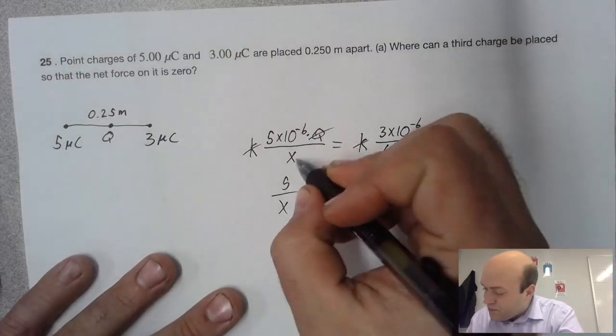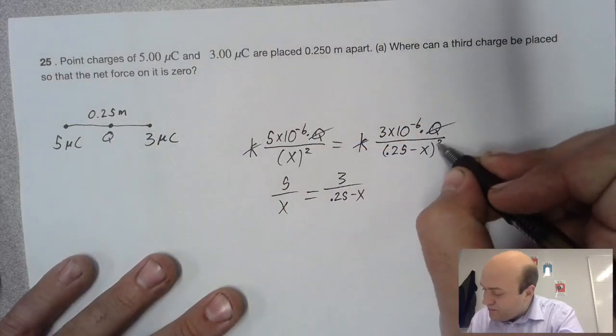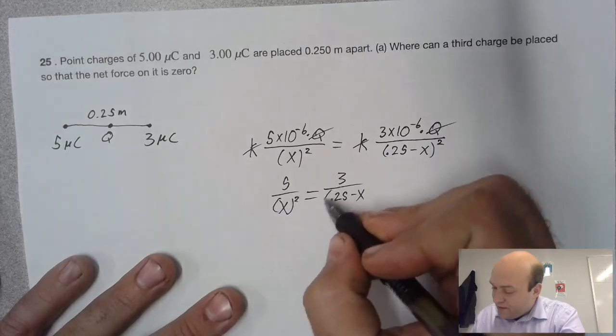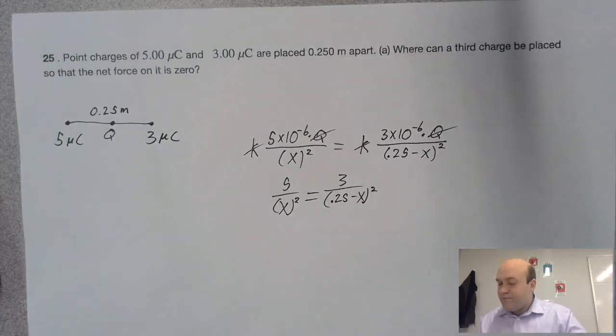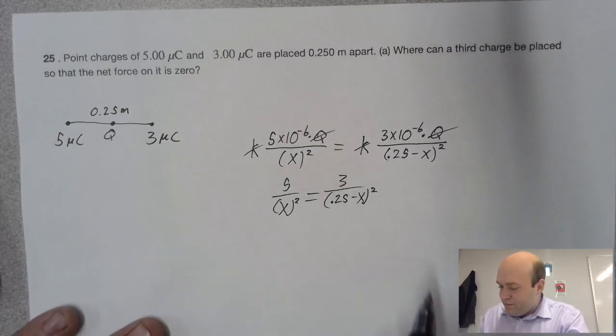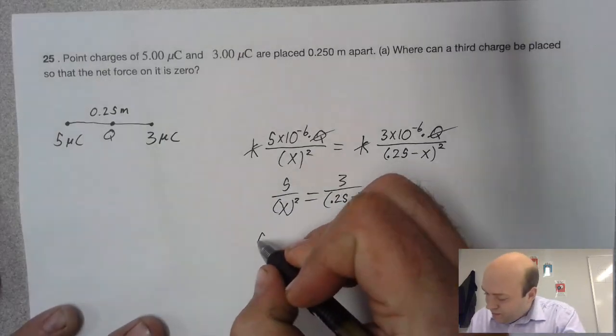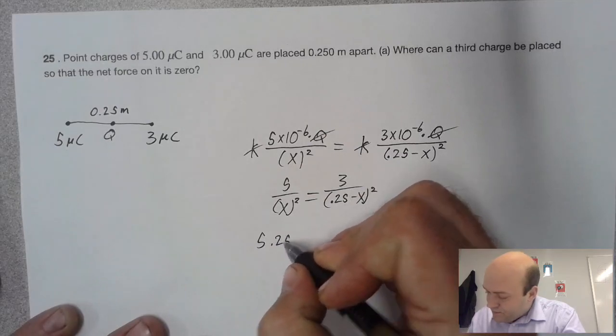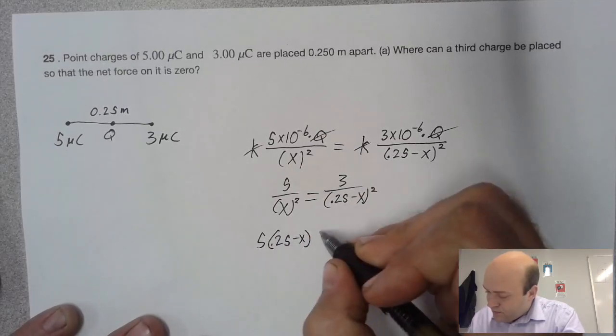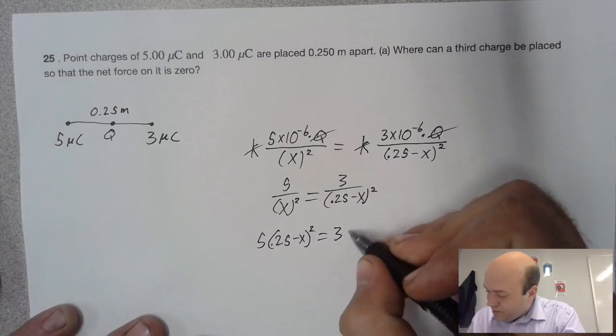Hang on, these should be squared. My distances should be squared. If I do all that, I can get down to here, squared and squared. Now I just need to do some algebra on this and solve it. So I'll go ahead and cross multiply, get rid of the fractions. Okay, so I end up here.